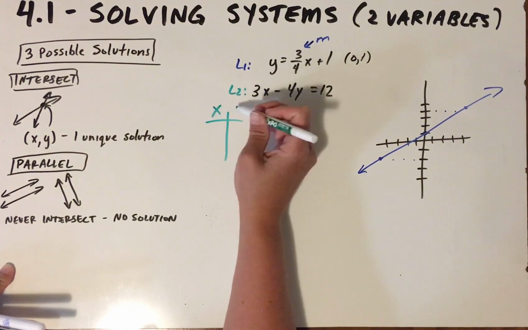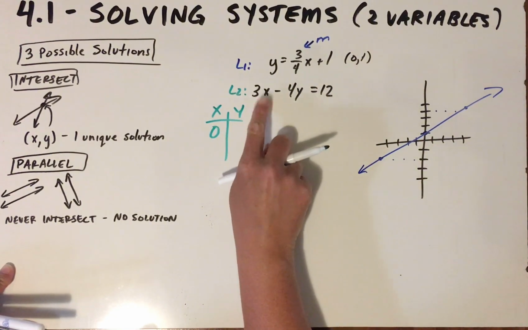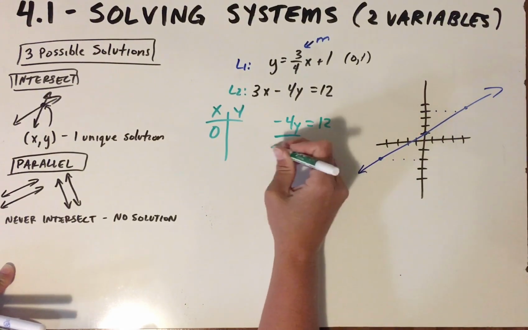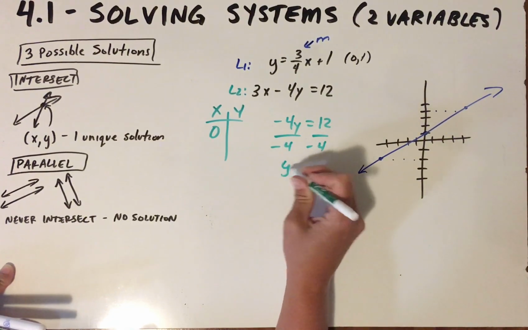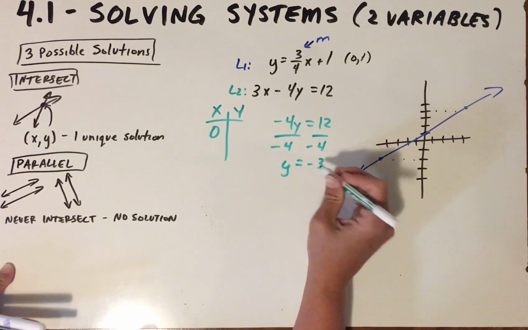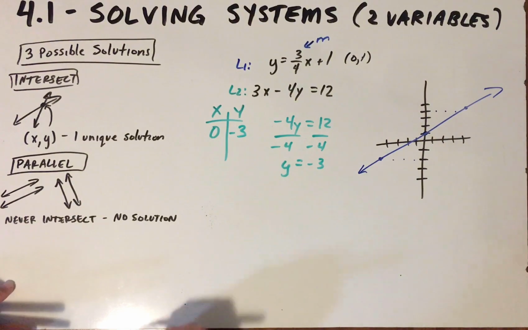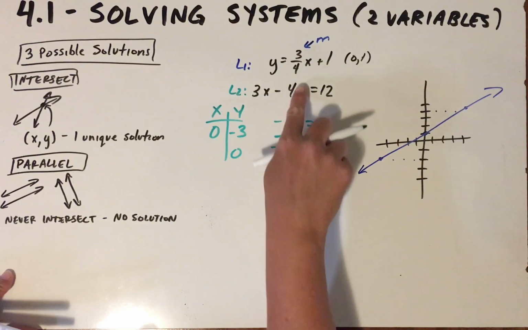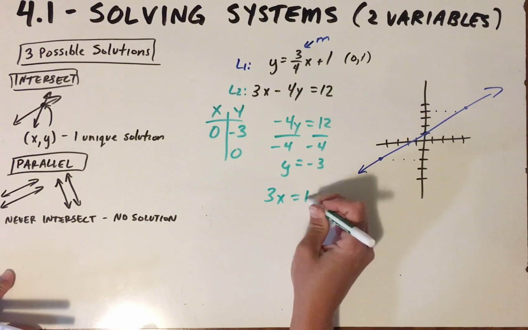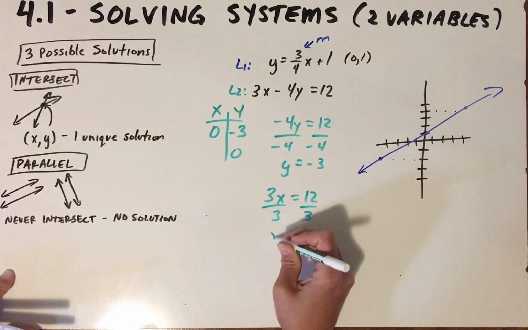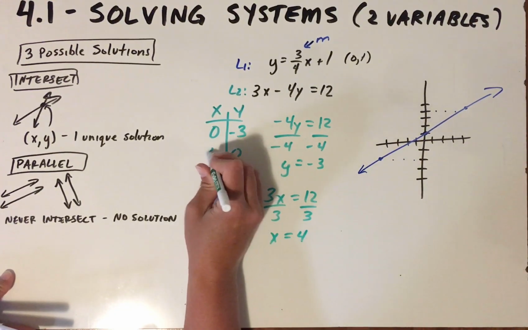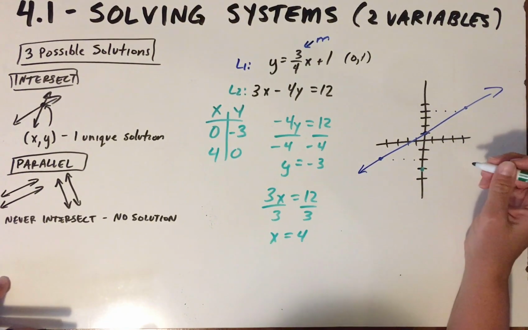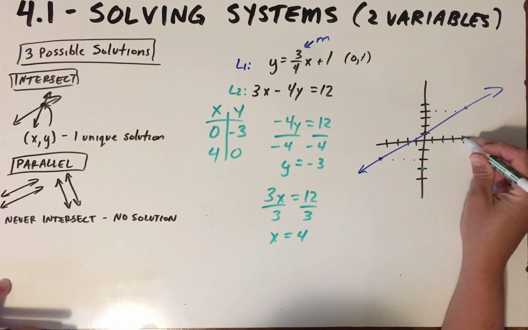Well, I'm going to graph line 2 using intercepts because it's in the format to do that easily. If I plug in 0 for x, this goes away, and I get that negative 4y equals 12. To find out what y is, I divide by negative 4. So y is negative 3 when x is 0. That's finding my intercept. Well, what about when y is 0? When y is 0, this goes away, and I get that 3x is equal to 12. When I divide by 3, I get that x is equal to 4. Those are my two intercepts, the point 0, negative 3, and the point 4, 0.